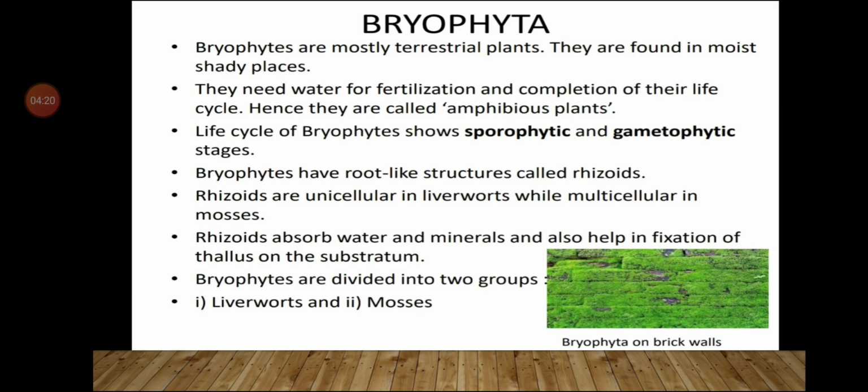Rhizoids are unicellular in liverworts and multicellular in mosses. Rhizoids, the root-like structures, are unicellular, meaning single-celled, in liverworts, and multicellular, meaning more than one cell, in mosses. Liverworts and mosses are two different types of bryophytes.